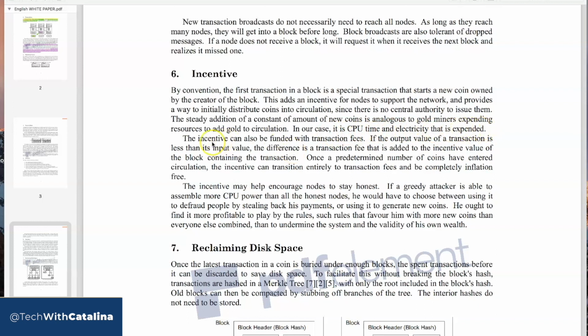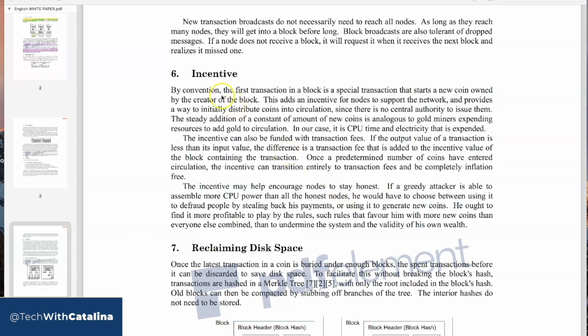Okay? Very well. Also Satoshi describes the fees of the transactions. Look, the incentive can also be funded with transaction fees. Not only do we have the block reward, but also the fees of each one of the transactions that are in the block. Okay? If the output value of a transaction is less than its input value, the difference is a transaction fee. Whenever we discussed transactions, I told you that the difference between the inputs and the outputs is the fee of a transaction, and it is calculated by the wallet.